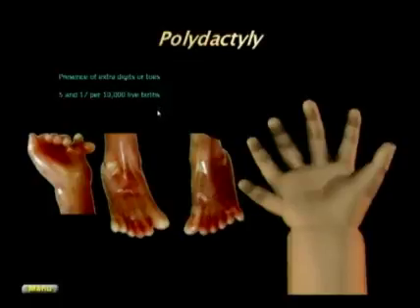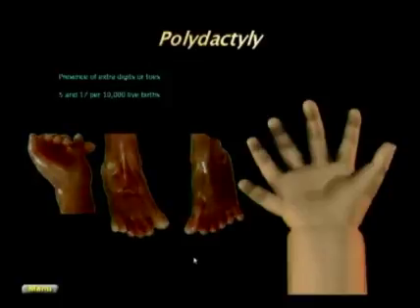Polydactyly is the presence of an extra finger or an extra toe. As you can see, extra fingers are about 3 times less common than extra toes, but sometimes they both associate together. This baby here has an extra finger here and an extra toe over there in both feet.